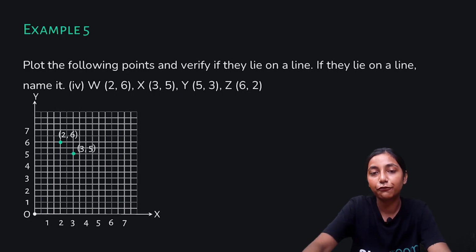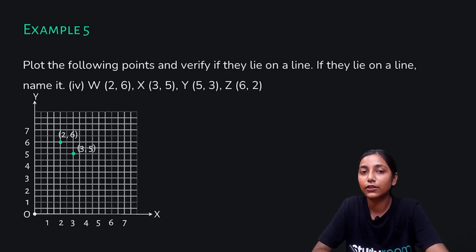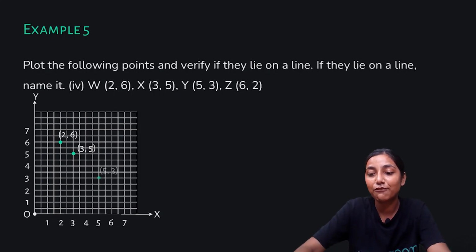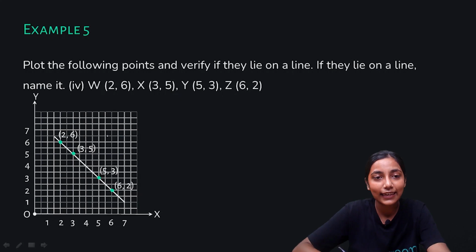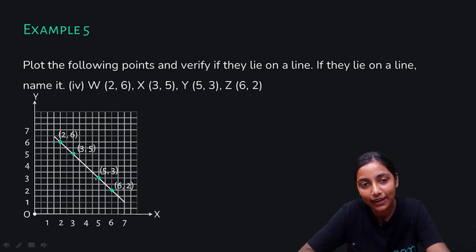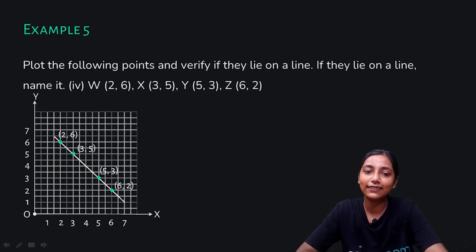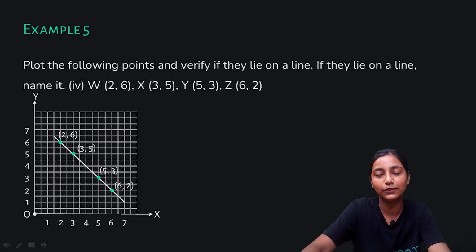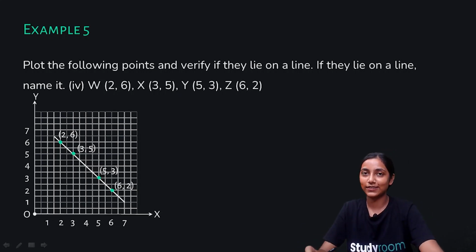And if you further plot all these points that are W, X, Y, Z, 2, 6, 3, 5, 5, 3 and 6, 2, you are going to get 2, 6 here, 3, 5 here, further 5, 3 here and 6, 2 here. So if you see, yes, all these points are lying on this line. This is a slanted line, right? These were lying on the same line and this was that line.